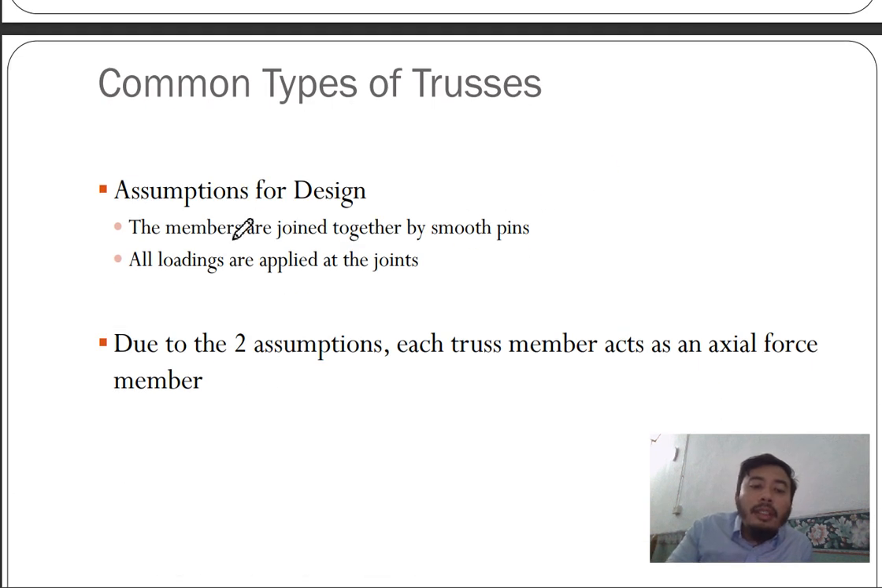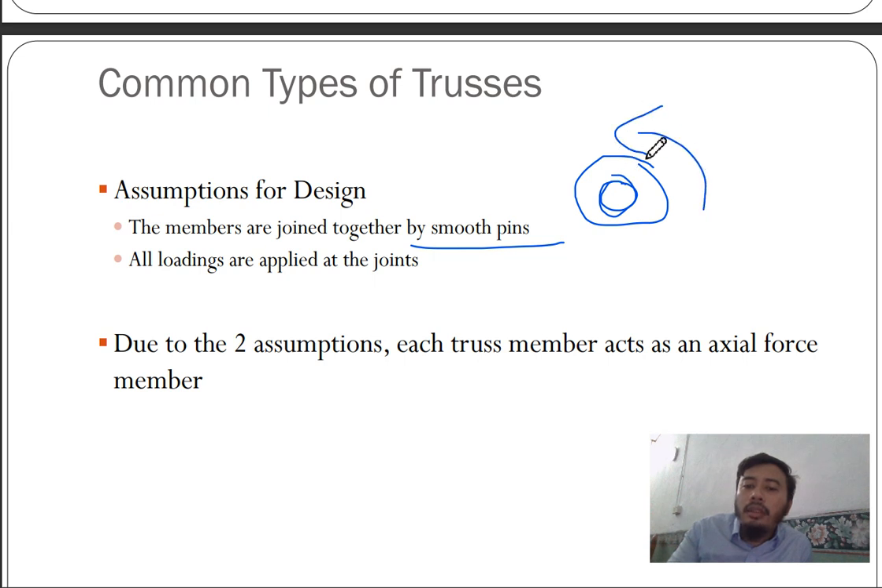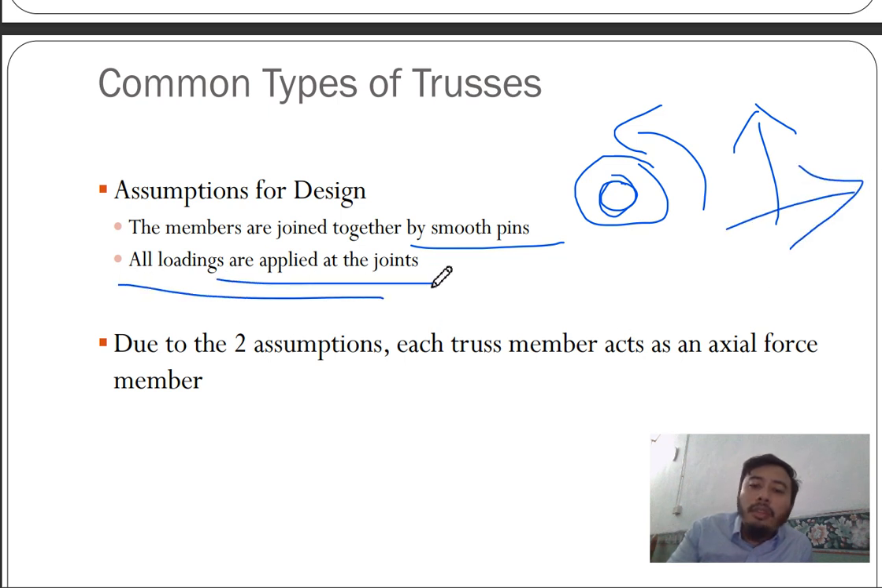Assumptions for design: the members are joined together by smooth pins. This is assumed so that no friction occurs between the pin and the joint, so there is no moment reaction on the pin; it will be purely X and Y forces. All loads are applied at joints. We assume loadings are applied at the joint, which simplifies the calculation.